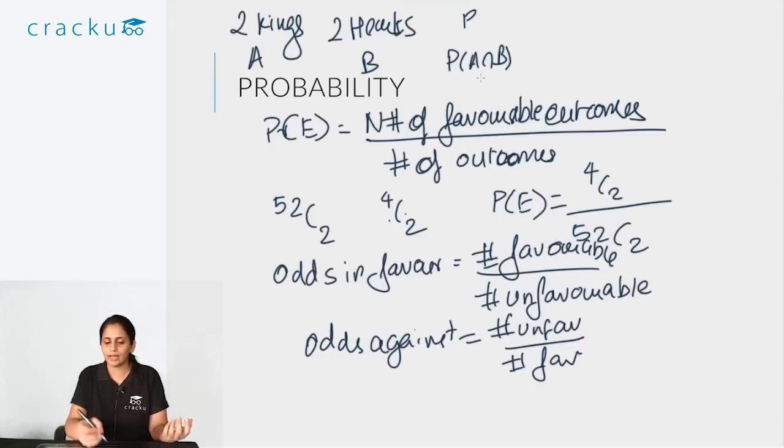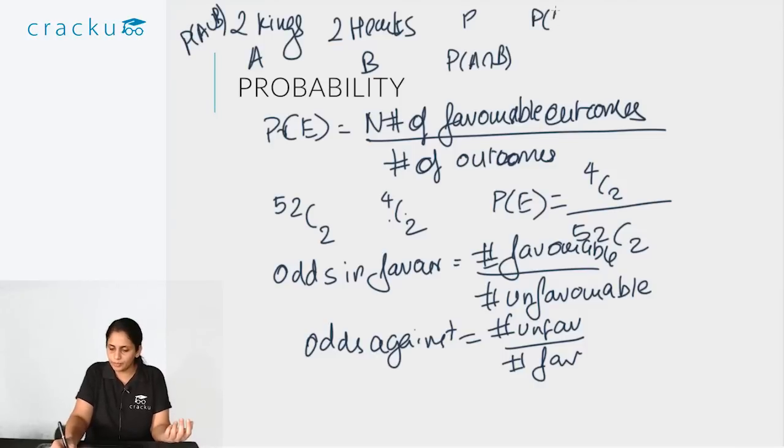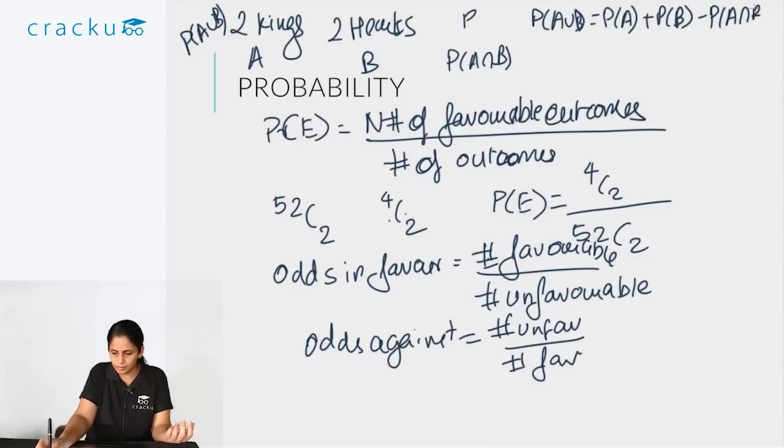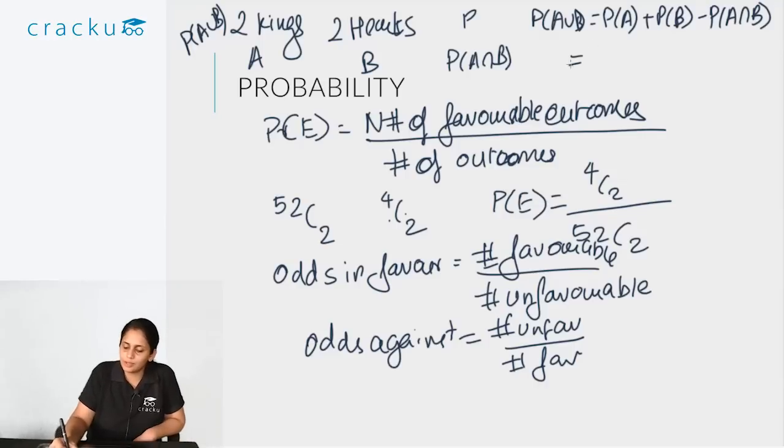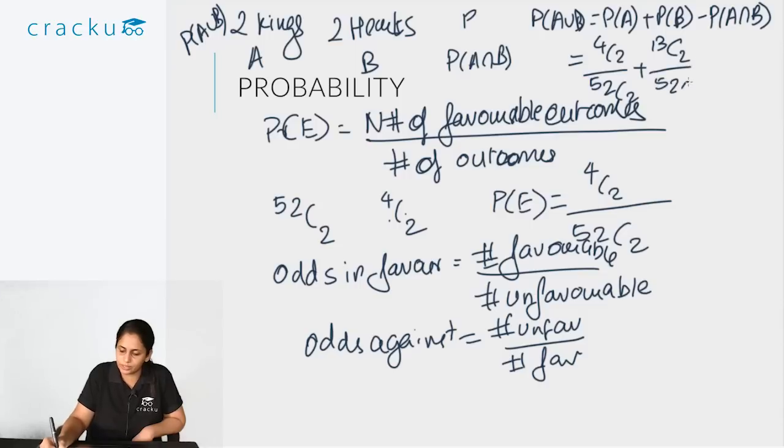So in this case I will have to find P of A union B. So P of A union B is P of A plus P of B minus P of A intersection B. So what is P of A in this case? Probability of picking 2 kings is 4C2 by 52C2. Picking 2 hearts, there are 13 hearts, so 13C2 divided by 52C2.